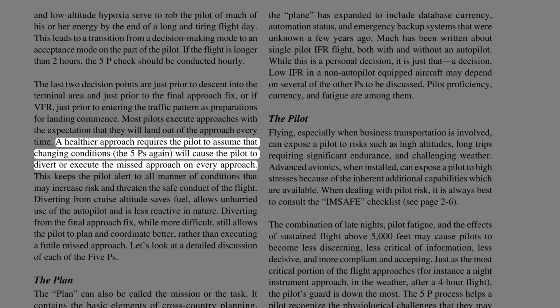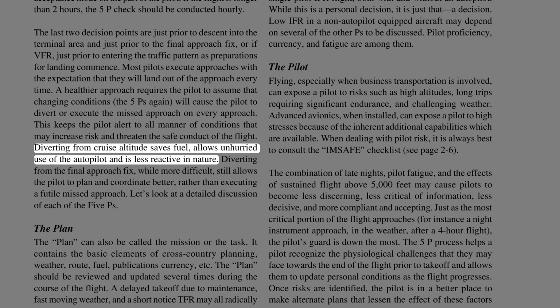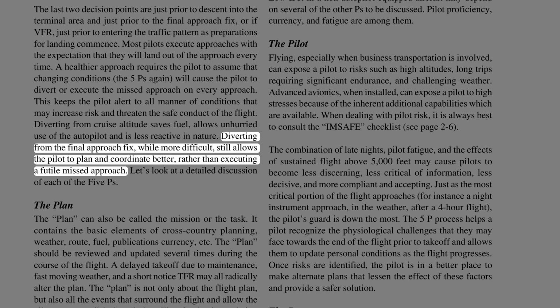A healthier approach requires the pilot to assume that changing conditions, the 5 Ps again, will cause the pilot to divert or execute the missed approach on every approach. This keeps the pilot alert to all manner of conditions that may increase risk and threaten the safe conduct of the flight. Diverting from cruise altitude saves fuel, allows unhurried use of the autopilot, and is less reactive in nature. Diverting from the final approach fix, while more difficult, still allows the pilot to plan and coordinate better, rather than executing a futile missed approach.